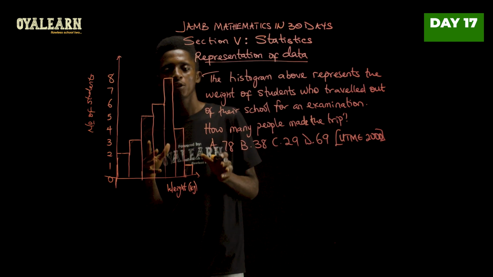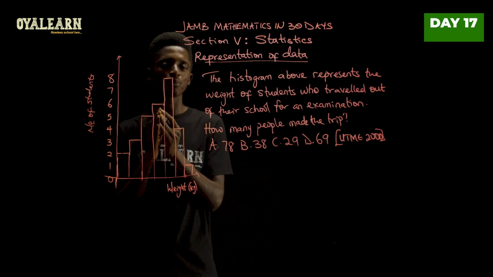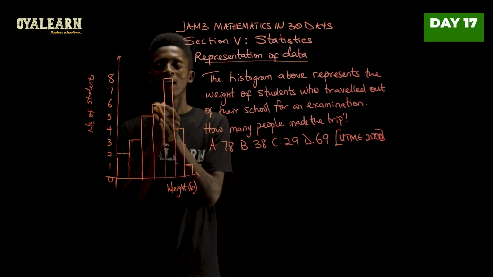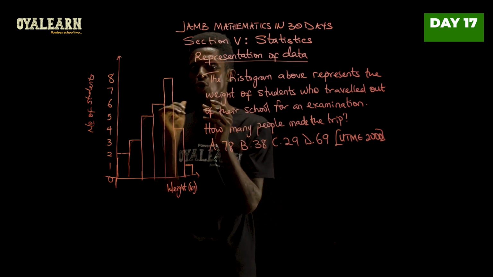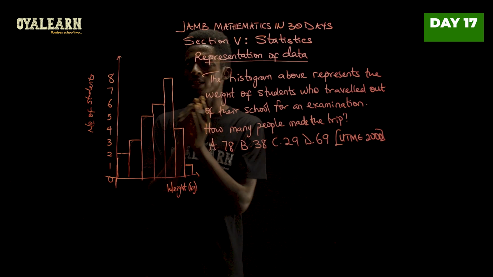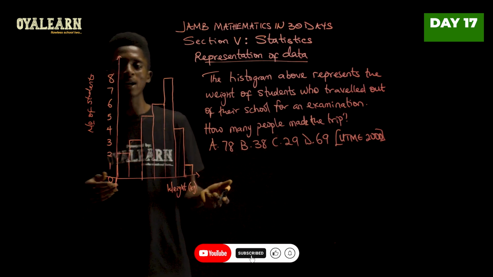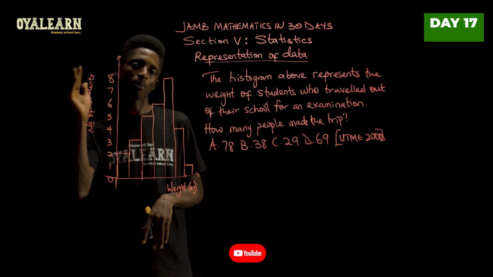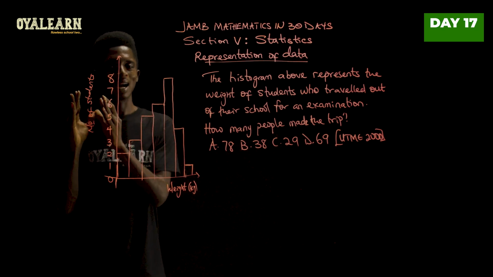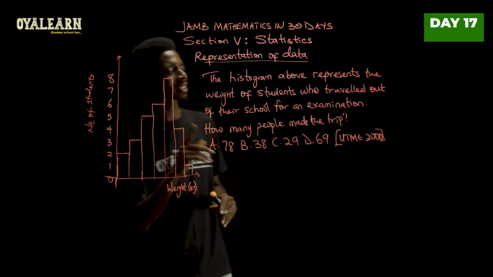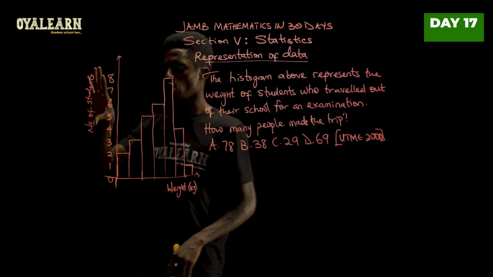So, from the beginning of this video, I did mention that one of the things that is expected of every candidate is that you should be able to interpret what you find in histogram, pictogram, bar chart, amongst other pictorial forms of representing data. So here we have a histogram with a weight distribution of students. To the horizontal, we have the weight, and then to the vertical, we have the number of students. But this question is concerned only with the number of students and not their weight. Because the question asks us to find the number of people that made the trip. So we're only going to focus on the numbers here.